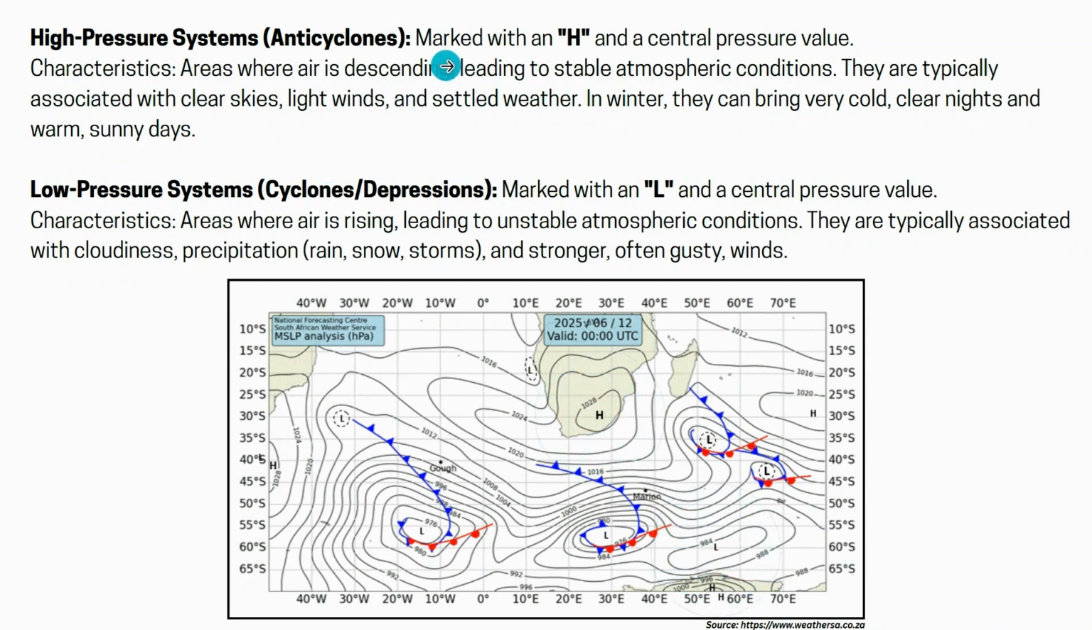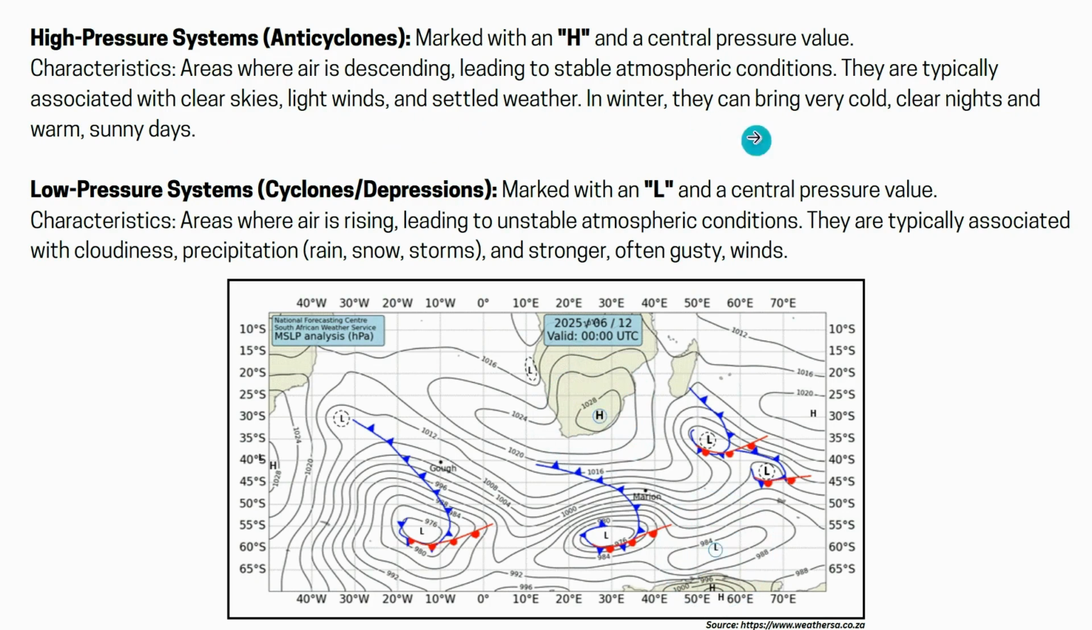Your high pressure is marked with an H and a central pressure value. The characteristics of that is an area where the air is descending, leading to a stable atmospheric condition, and they are typically associated with clear skies, light winds, and settled weather. In winter, they can bring very cold, clear nights and warm, sunny days.